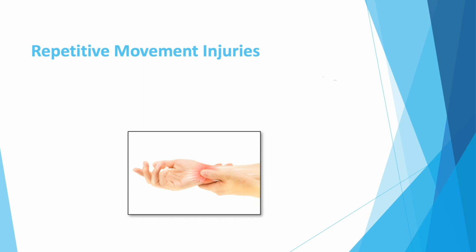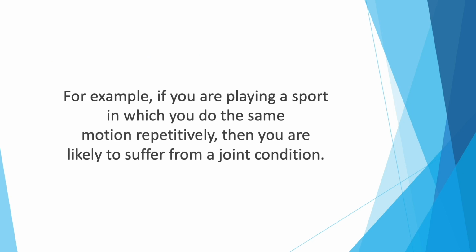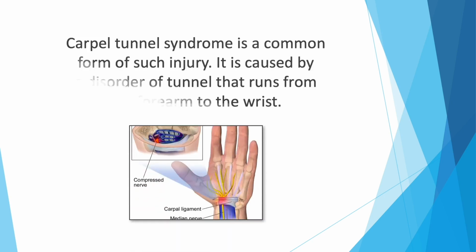Repetitive movement injuries. Repetitive motion or stress injuries could be permanent or temporary injuries that cause damage to the nerves, tendons, or ligaments. These injuries occur when you are doing the same thing again and again. For example, if you're playing a sport in which you do the same motion repetitively, then you're likely to suffer from a joint condition. Carpal tunnel syndrome is a common form of such injury. It is caused by a disorder of the tunnel that runs from the forearm to the wrist. When the ligaments and tendons in this area get compressed, swelling and pain are experienced.